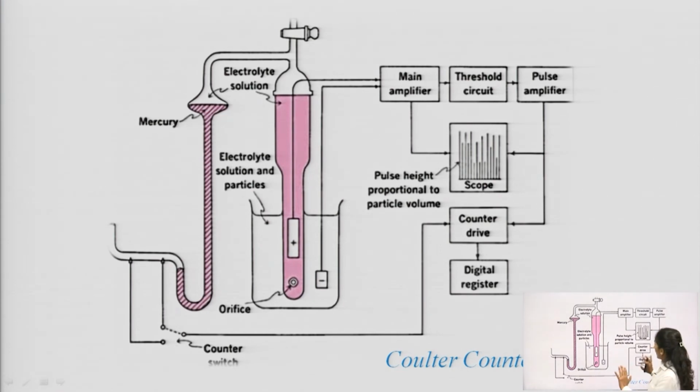In this apparatus, this is the mercury manometer. What is the use of the mercury manometer? Pressure. It generates the pressure; the mercury manometer is for pressure measurement. And this is the sample cell, which is again connected to the circuit: amplifier, threshold current, pulse amplifier, counter drive, digital register, and this is a counter switch. Whenever you switch on this counter switch, the process will begin.